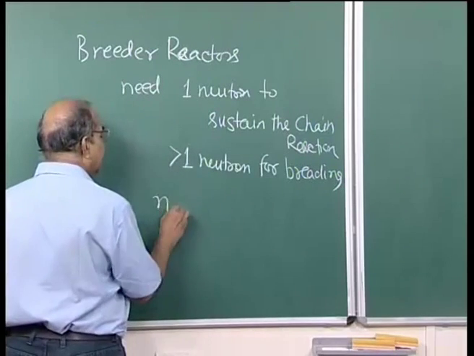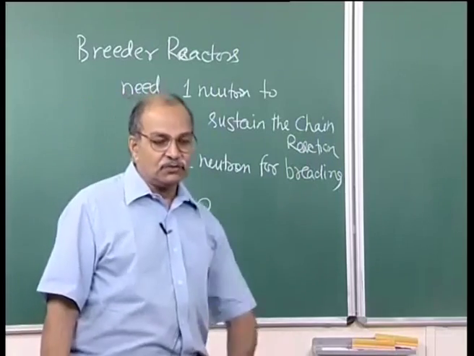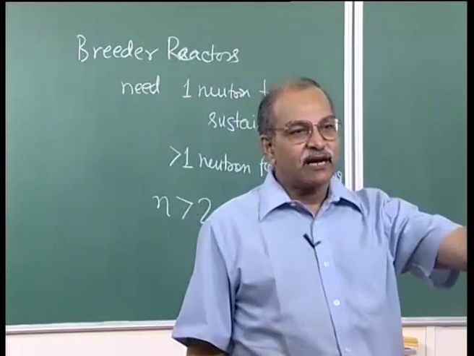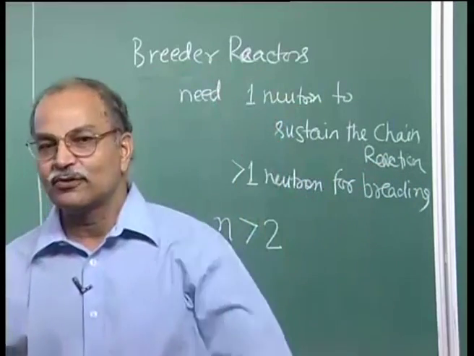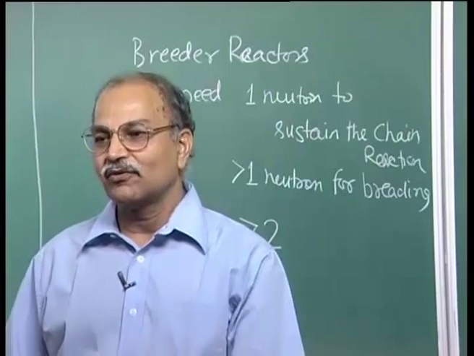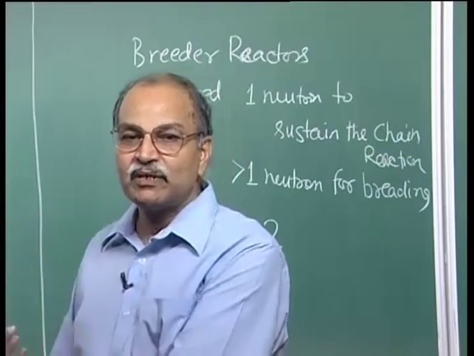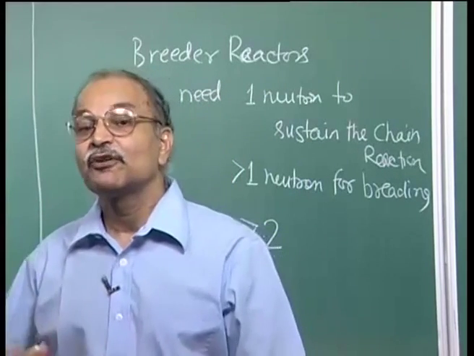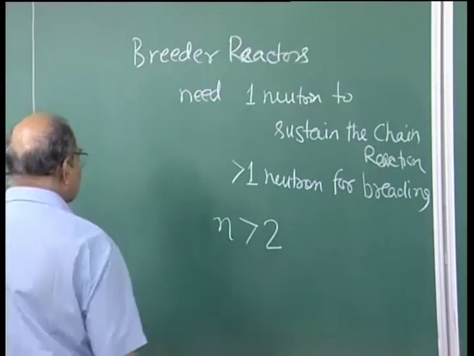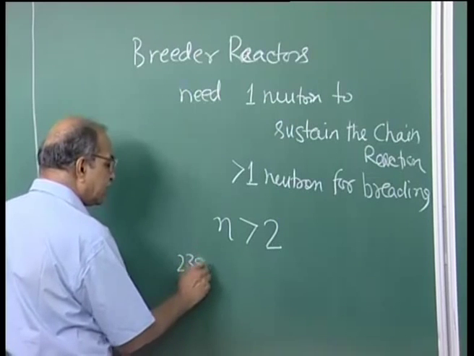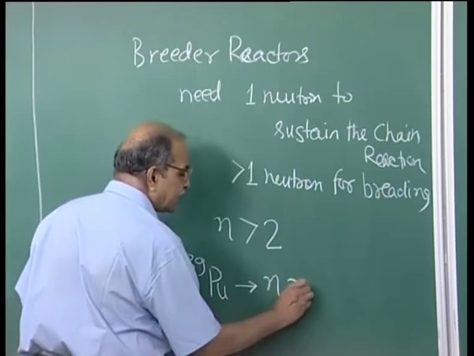And therefore, that eta must be greater than 2. Not only greater than 2, but reasonably greater than 2, so that after all the radiative absorption, leakage through the core, and absorption in the moderator, you still have 2 neutrons or more available, one for sustaining the reaction and one for breeding the fissile material. And plutonium-239 is perhaps the only good choice, because for this you can get eta around 3.